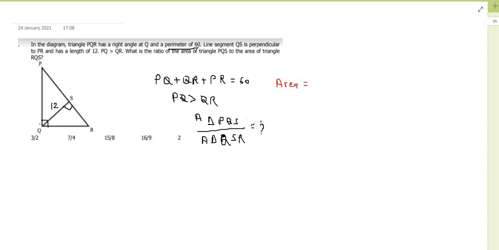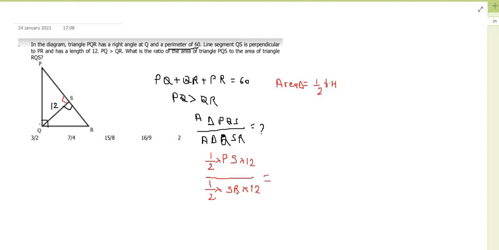So why don't we just simplify this question? We know the area of a triangle. What is the formula? Half base into height. Correct. So can you tell me what will be the area of triangle PQS? Half into base PS, because QS is perpendicular here, so 12 is the height and base is PS. Half PS multiplied by 12. And for triangle QSR, it is going to be half, and now base is SR, multiplied by 12, the height.